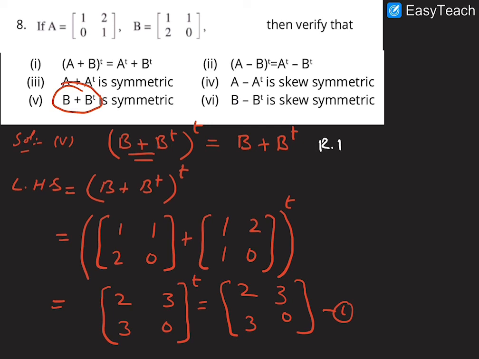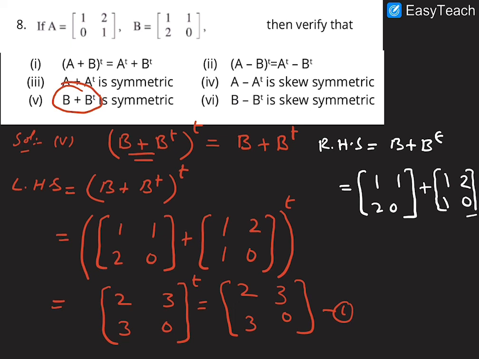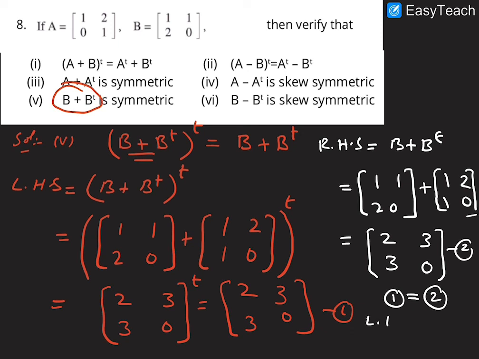Now what is right hand side? Right hand side is B plus B transpose. B is 1 1 2 0, and its transpose will be 1 1 2 0. Now just add: 1 plus 1 is 2, 2 plus 1 is 3, and 0 plus 0 is 0. You can see 1 and 2 both are same. 1 is equal to 2. So we can say left hand side is equal to right hand side, and we have established the relation that B plus B transpose is symmetric.